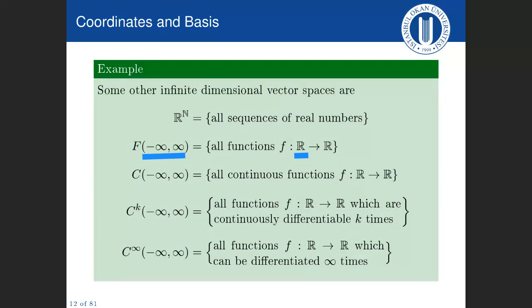C, with domain from -infinity to infinity, is the vector space of all continuous functions defined on the real numbers, or to say it another way, with domain open interval from -infinity to infinity. C to the power k is all of the functions which are continuously differentiable k times. That means we can differentiate them k times, and every time we differentiate it, we have a continuous function. And C infinity is the vector space of all functions which we can differentiate infinitely many times.